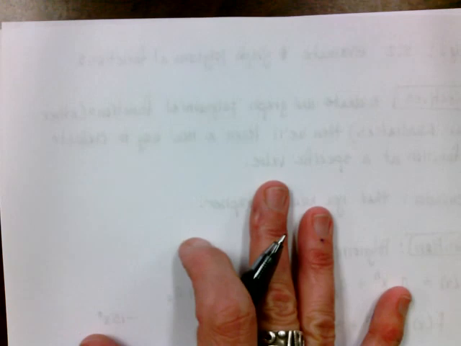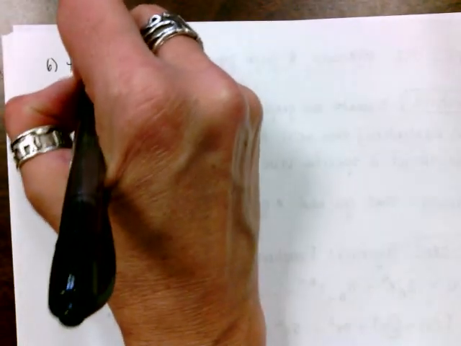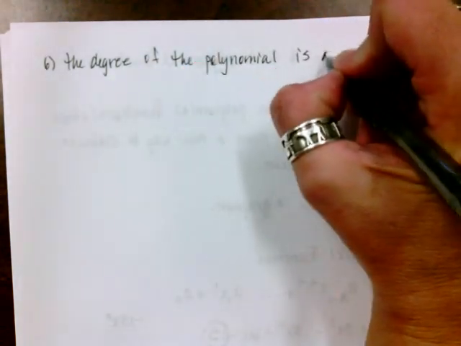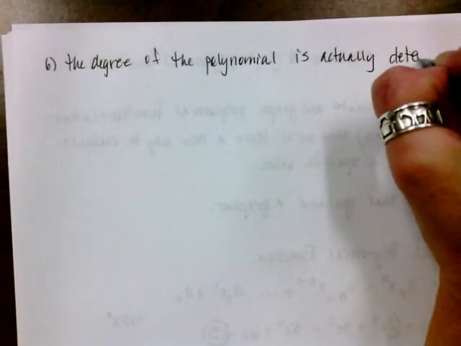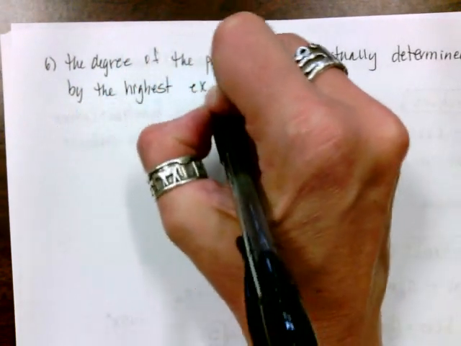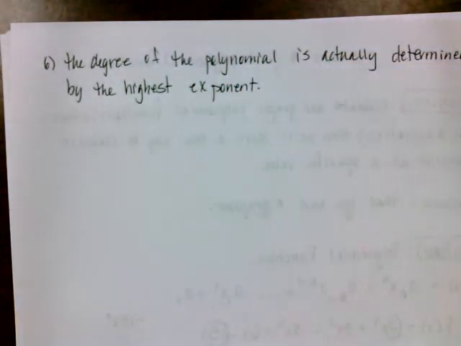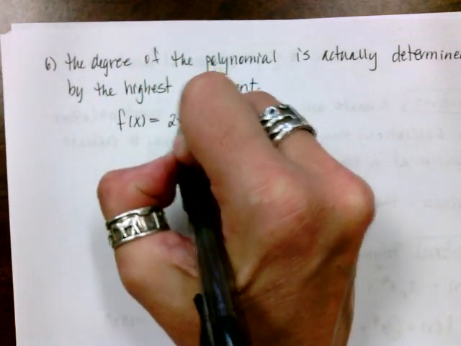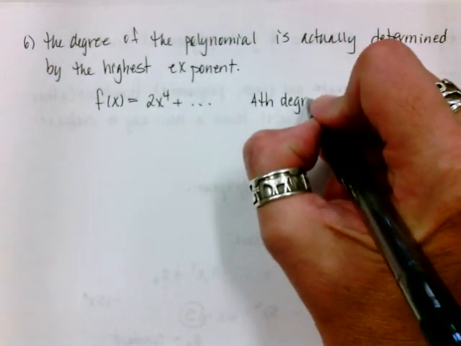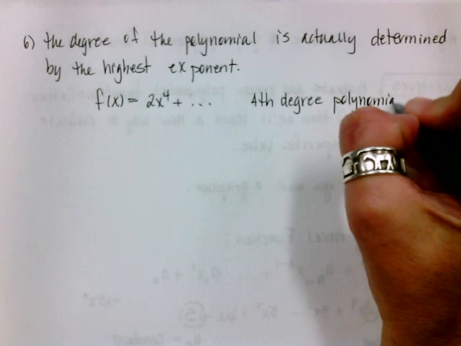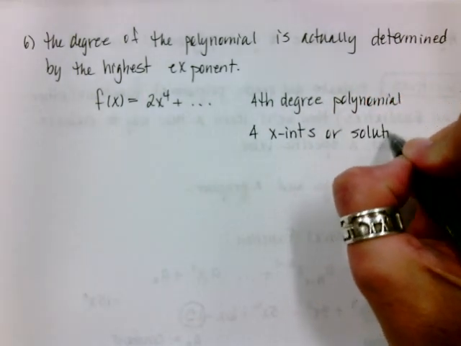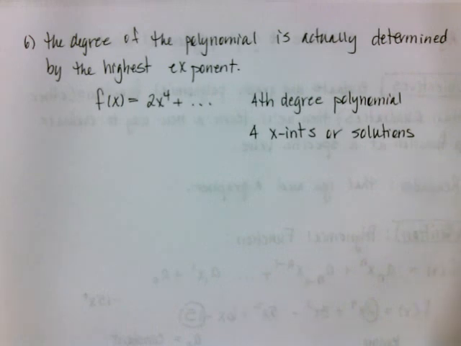The next one is that the degree of the polynomial is actually determined by the highest exponent. So if you think back to that example that I gave you at the beginning of our notes, f of x is equal to 2x to the fourth plus dot dot dot, then this particular polynomial would be a fourth degree polynomial. And that also means that it's going to have 4 x-intercepts or solutions. We'll qualify that statement later, but for right now we'll just say that it has 4 x-intercepts or solutions.